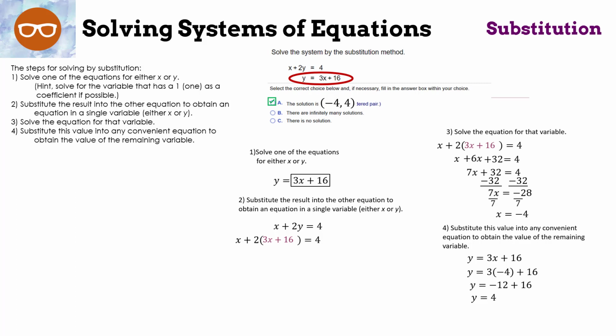Let's review for a second. First thing, we have to solve for a letter, x equals or y equals. In this case, it was already solved for us. We substitute what we found into the other equation. We solved for the variable that's left, and in this case it was x. When we found x equals negative 4, we substituted negative 4 into either of the equations, and I decided the second one. For this one, we get y equals 4, and that's our solution. Let's try another one.